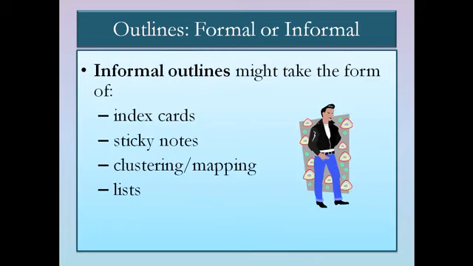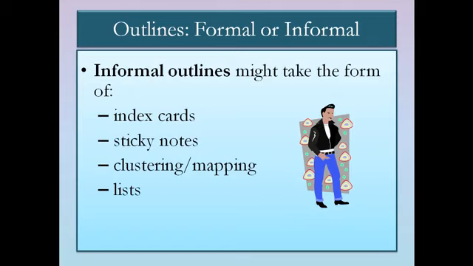And then there's informal outlines, so we've got our little Fonzie looking dude there to symbolize informal, and they might take the form of index cards or sticky notes, clustering or mapping. We'll talk a little bit more in a minute about what that is, or just simply lists. So it might be you just jotting down some ideas. And that is perfectly legitimate too if that's what works best for you. A lot of this is trial and error.